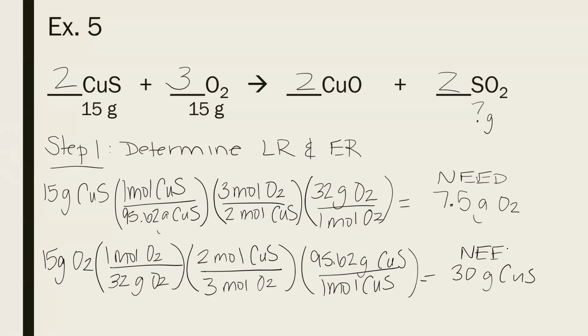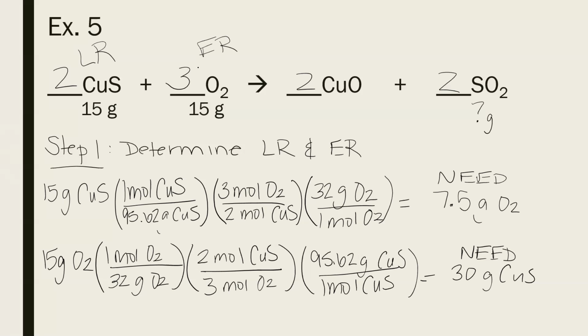Okay, so remember, this is what we need. Let's compare to our given numbers, which is what we have. Okay, I need 7.5 grams of oxygen. I have 15. Think of it like money. I need $7.50. I have 15. Well, it appears that oxygen is going to be in excess. I'll have some left over. By default, the other should be the limiting. If you compare it this way with the other version, I need 30 grams of copper sulfide. I only have 15. That's my limiting. Therefore, oxygen is my excess. You should get the same results.